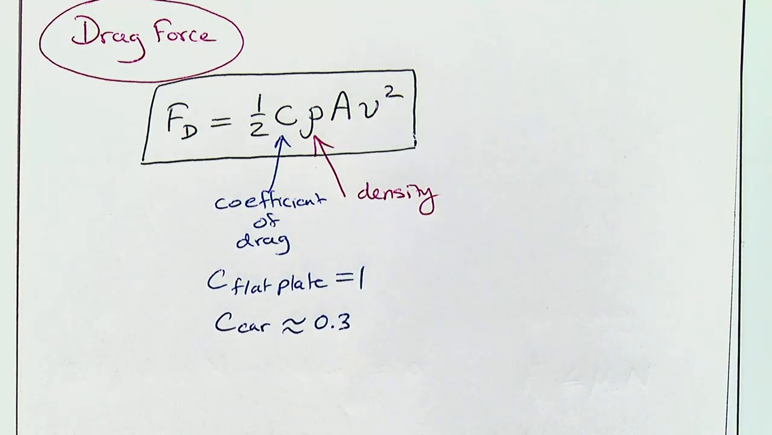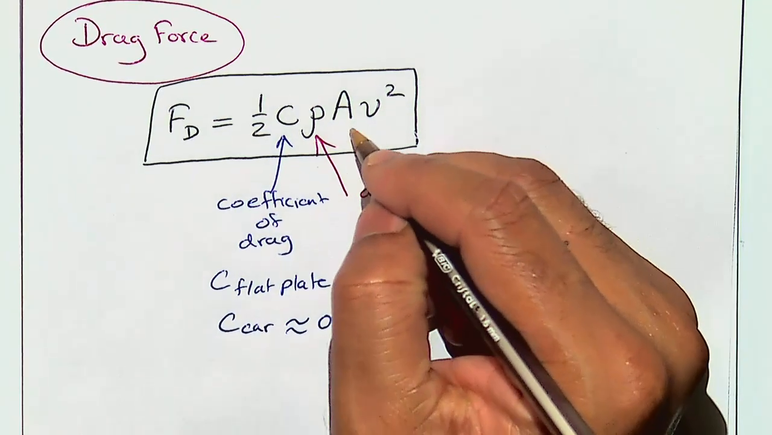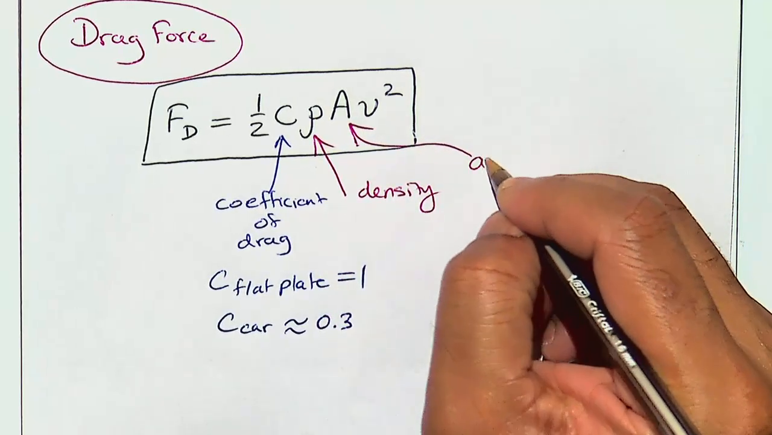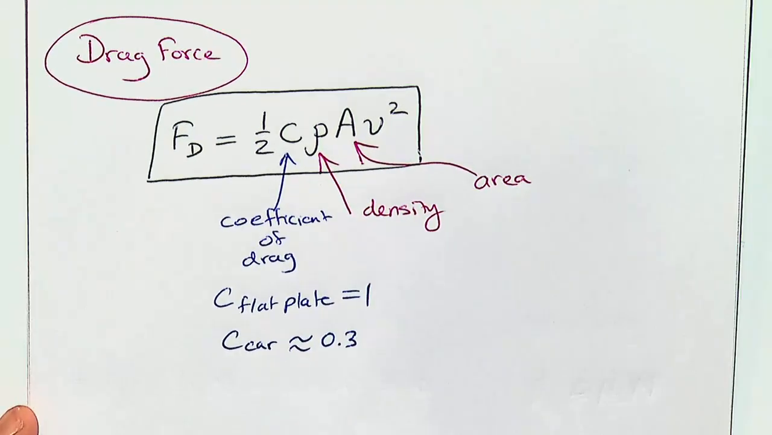Okay, so the other one, rho here, this is the density of the medium you're going through. It could be water. There could be drag if you're swimming. The drag is coming from the water. If you're trying to fly an airplane, that's air. So that's density.